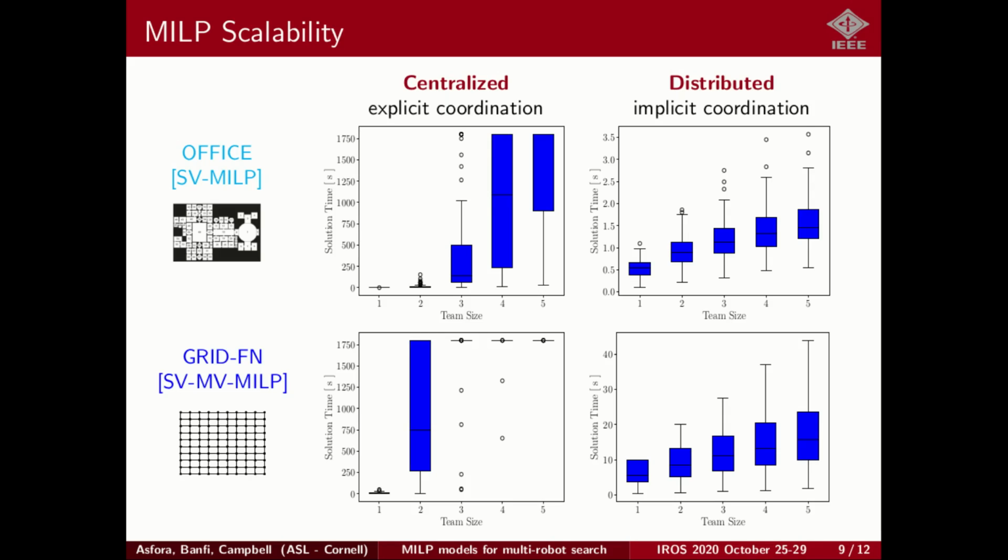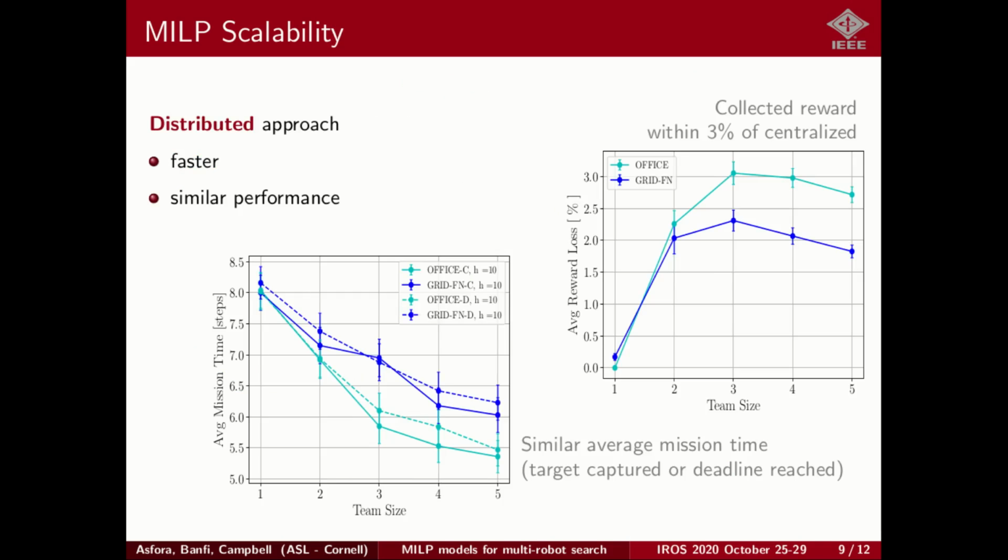The same is true for the more complex environment that reaches the cutoff with only 2 searchers in the centralized approach, but is able to find solutions under 40 seconds for 5 searchers. So it's clear that the distributed approach is faster. But does it have similar performance?